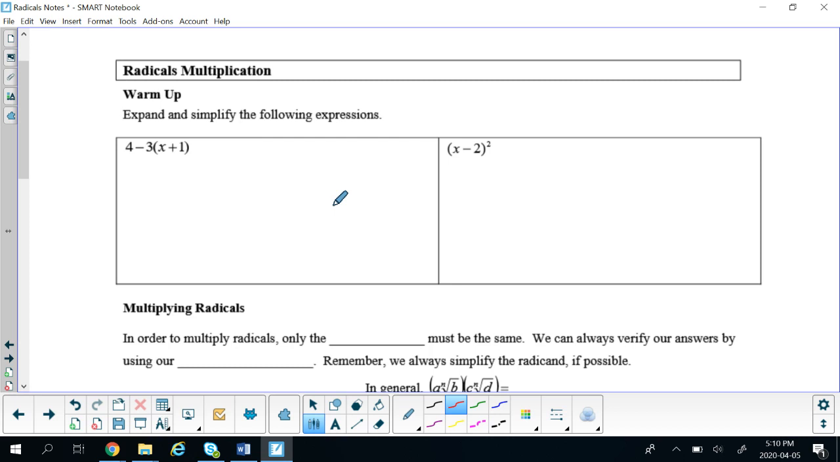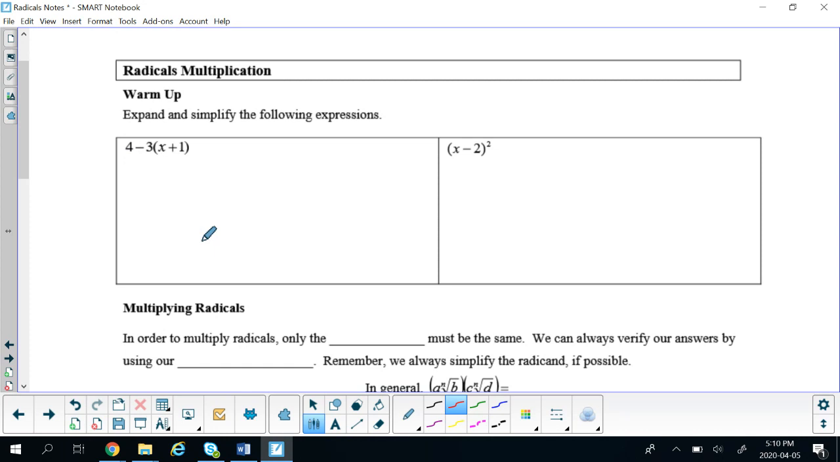Hi everyone, today I'm going to do our next lesson on radicals, that is lesson 3 on multiplying radicals. So I'll start the lesson by doing these two warm-up questions. First question is 4 minus 3, in the bracket we have x plus 1.